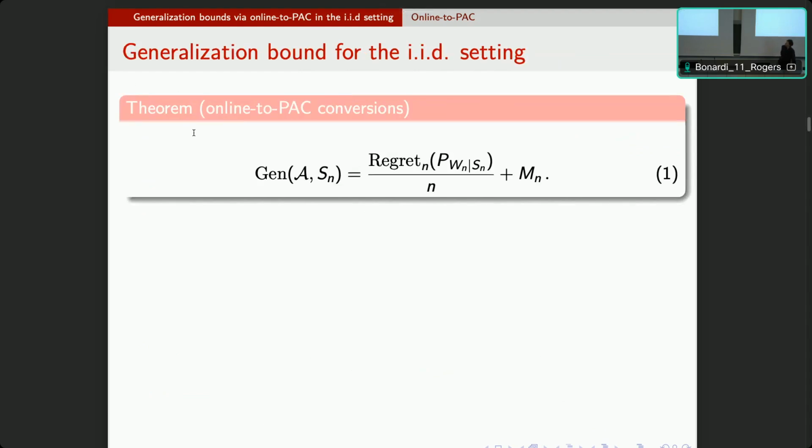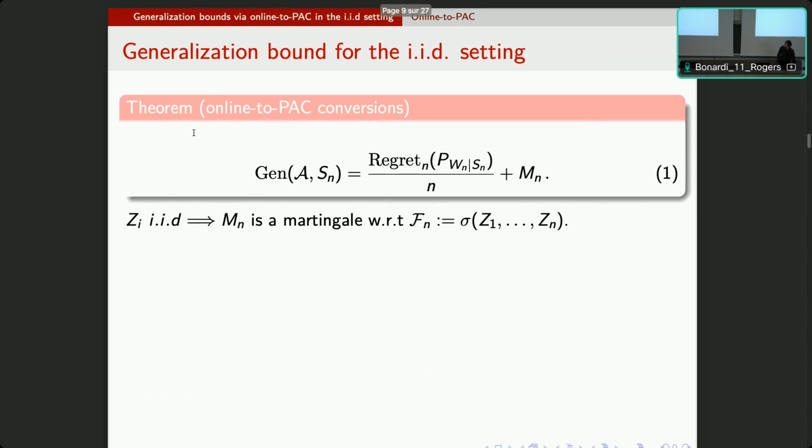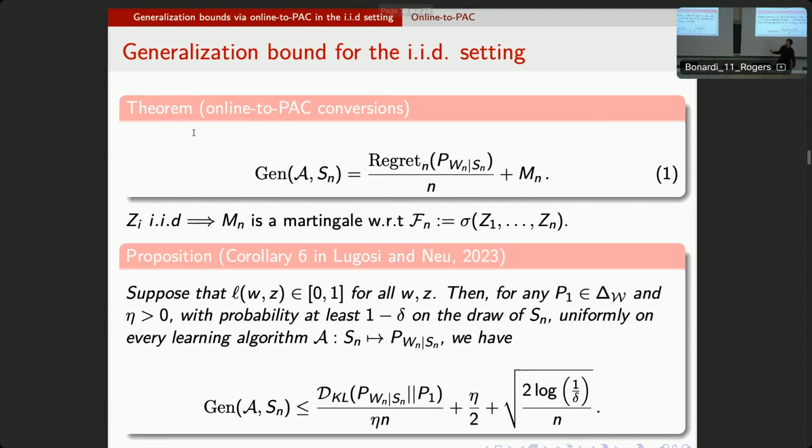So the idea of Lugosi and Neu is to remark that in this IID setting, the remainder term Mn is in fact a martingale with respect to the natural filtration. And therefore, this can lead immediately to PAC-Bayesian bounds, where I get this result by just bounding the regret with the tools of online learning theory and the martingale by usual concentration inequalities.